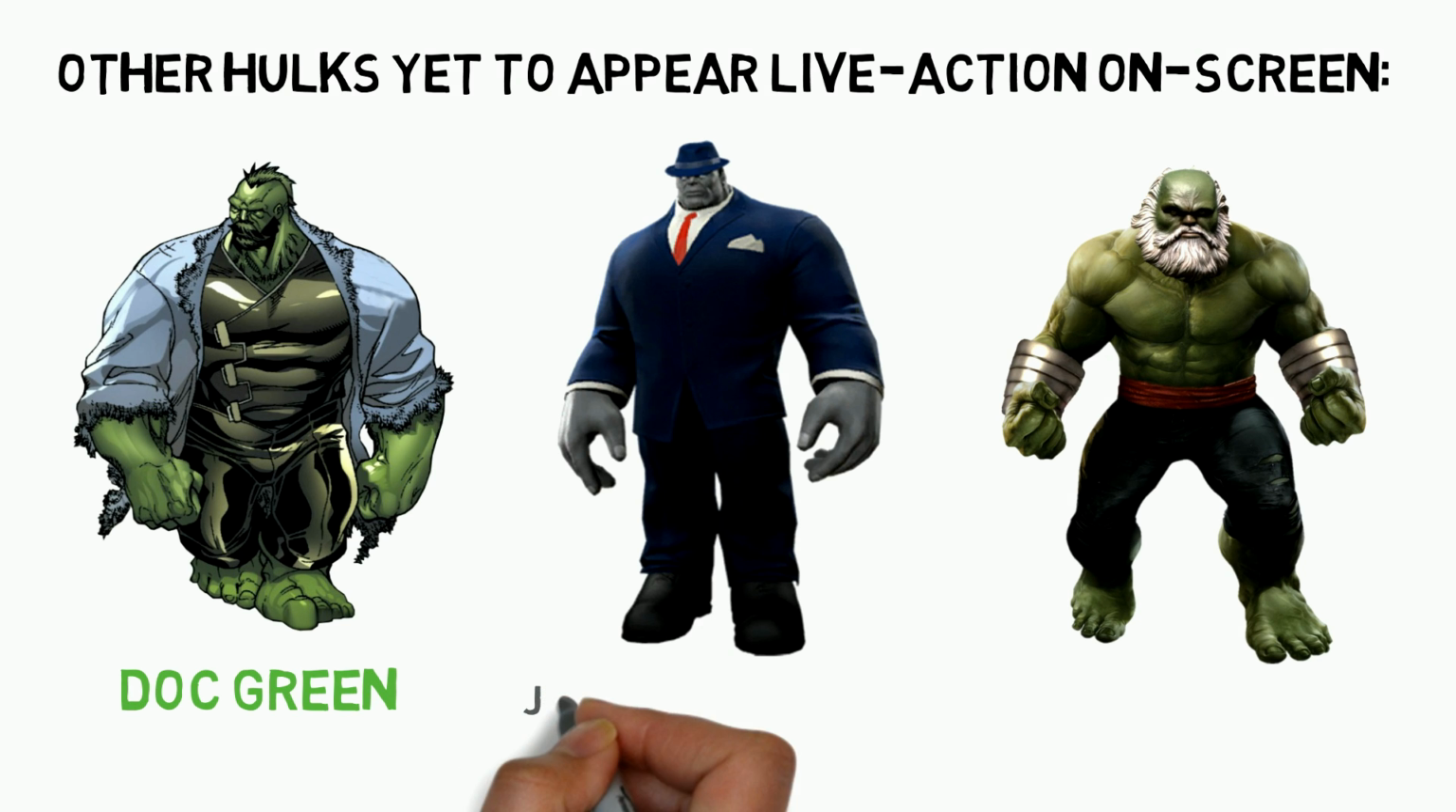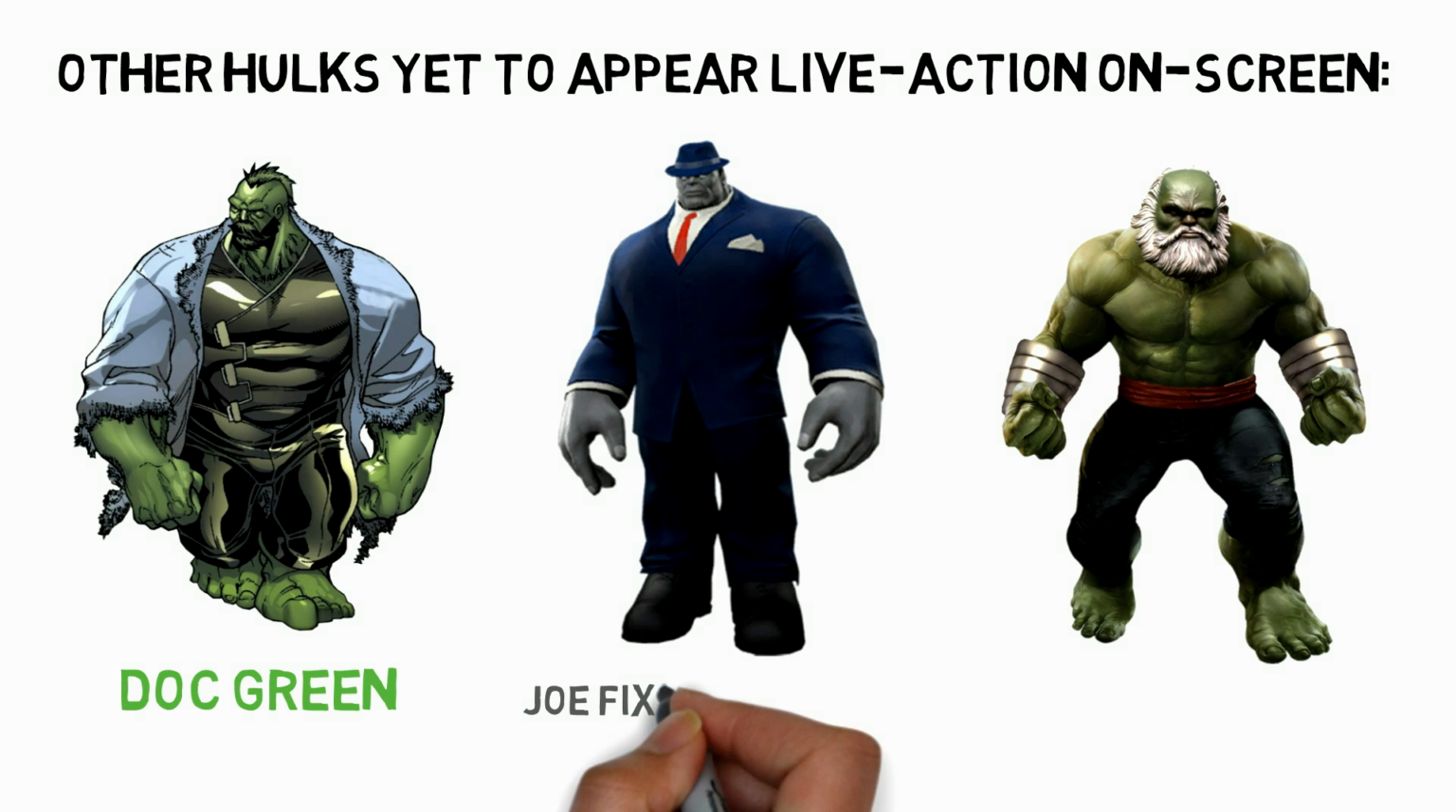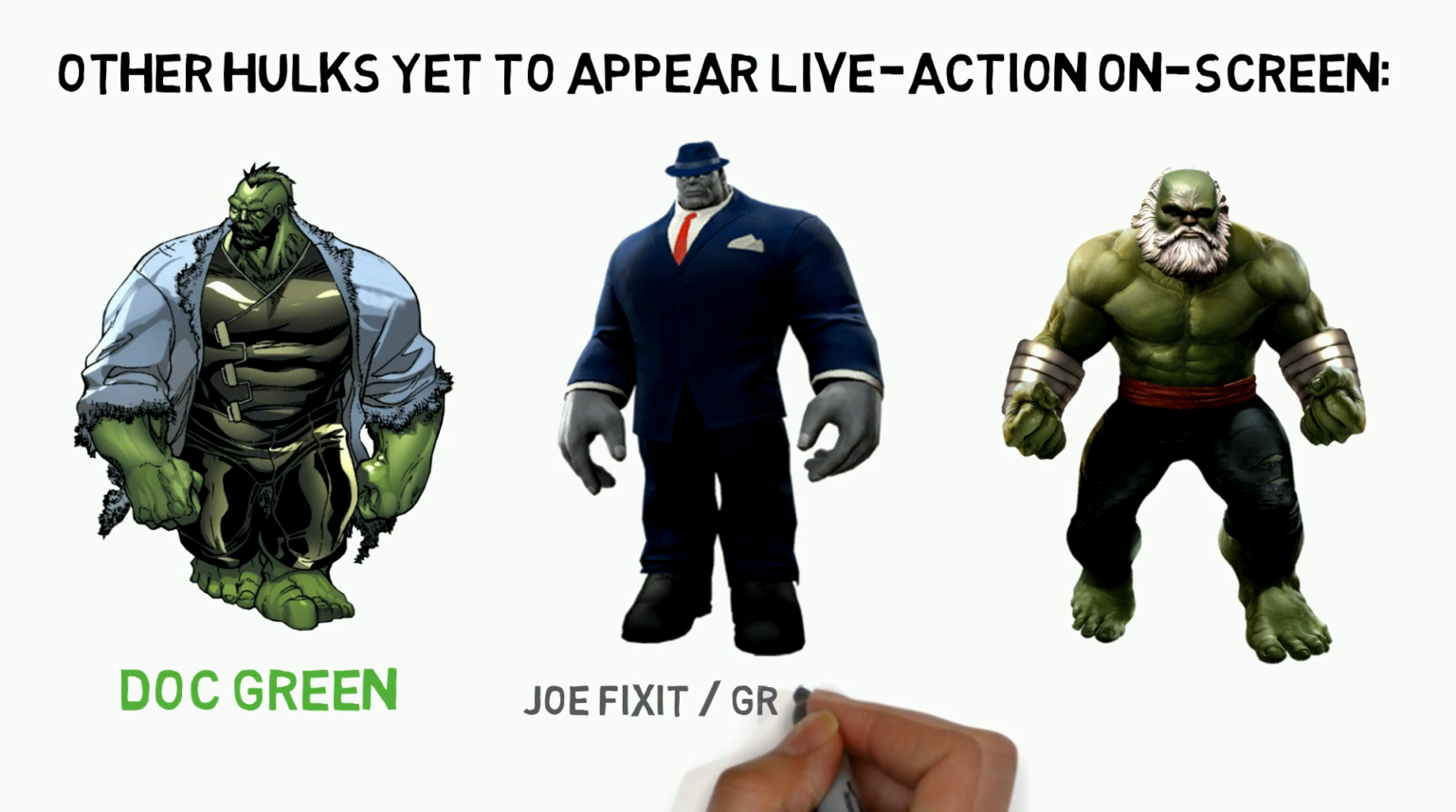Next, we've got Joe Fixit, or the Grey Hulk. So he's a gangster version of the Hulk who appears only at nights. He's dressed in tailor suits and works as an enforcer at Las Vegas.